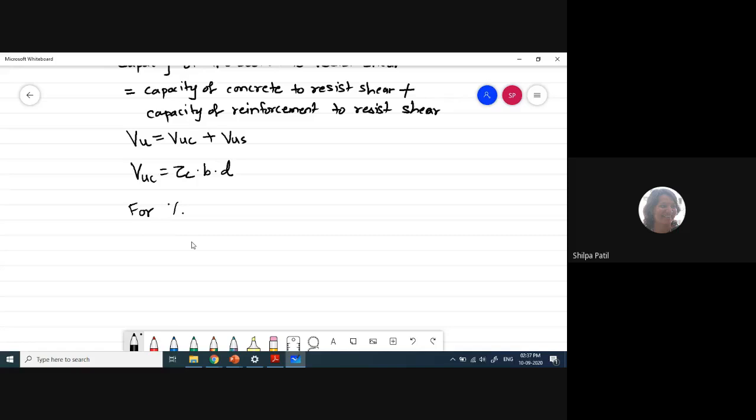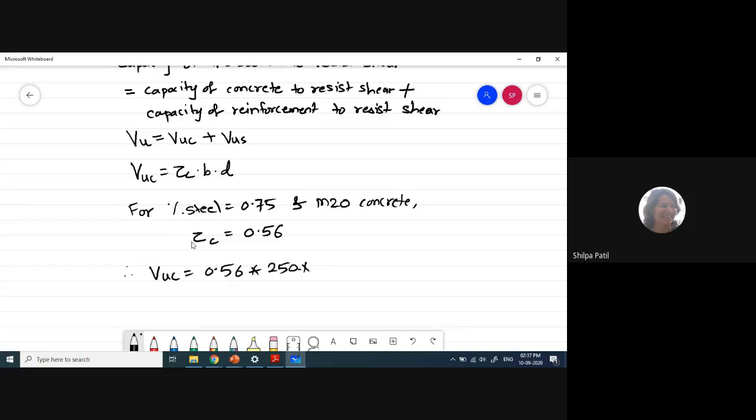So for percentage steel equal to 0.75 and M20 concrete, tau c is equal to, what was the value? 0.56, am I right? Yes, ma'am. So VUC is equal to 0.56 into B is 250 into D is 500, right? 70 kilonewton. Okay. So this is about VUC.